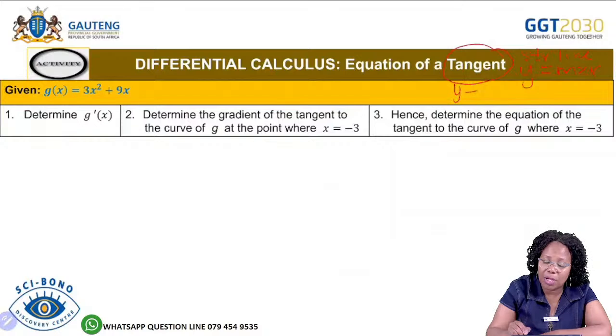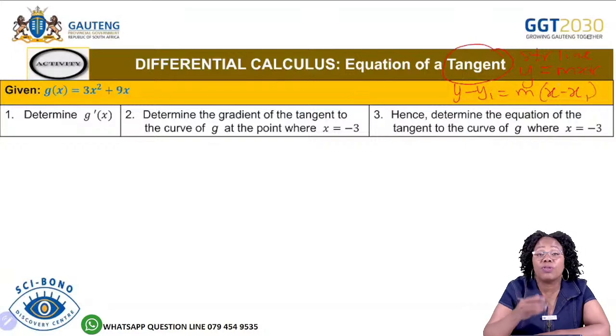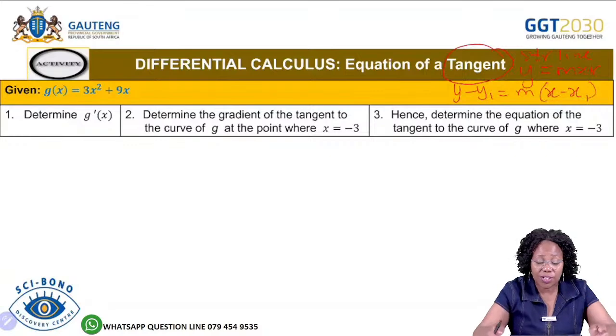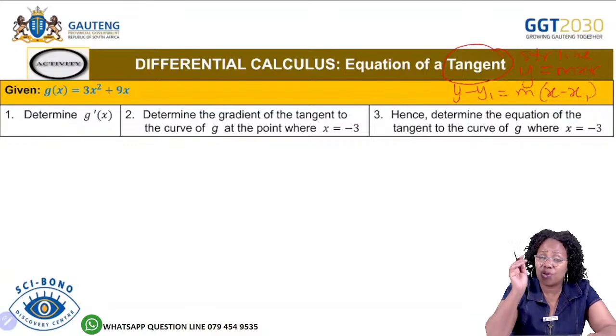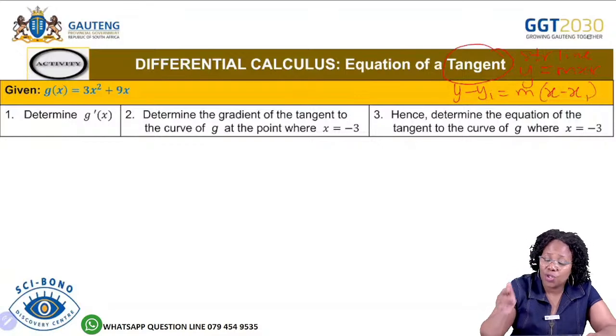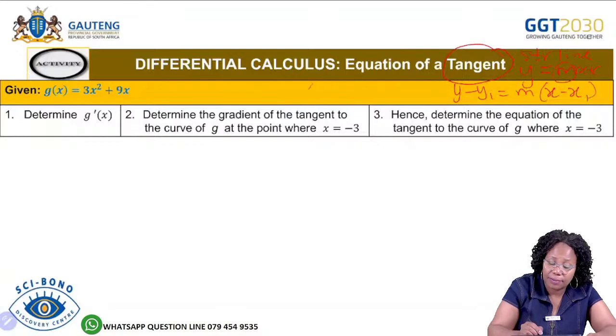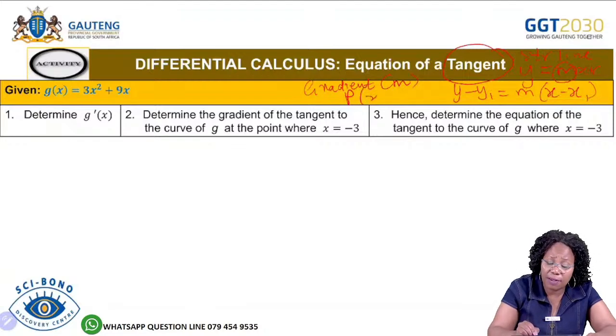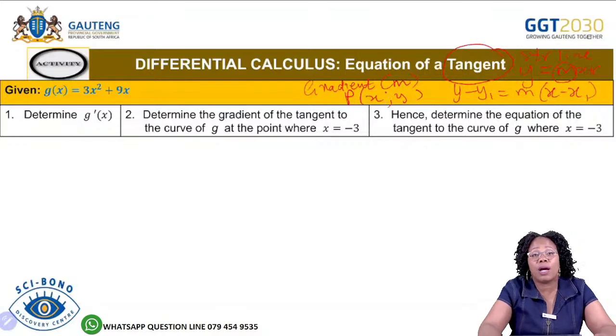Or you can use y minus y1 is equal to m into x minus x1. It depends on the formula that you are used to. Okay, so don't forget, a tangent is a straight line. And we know that in order to find the equation of a straight line, you need a gradient, symbol m, and then a point that lies on that particular line. If you have those two, you can now determine the equation of a line. Right, let's look at the given information now.